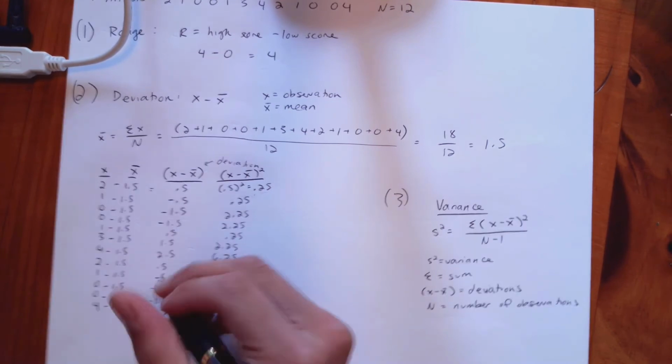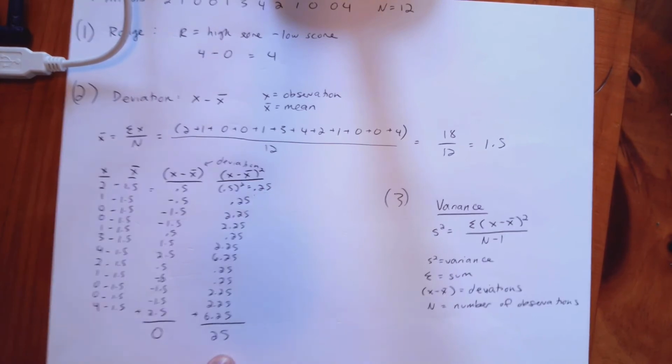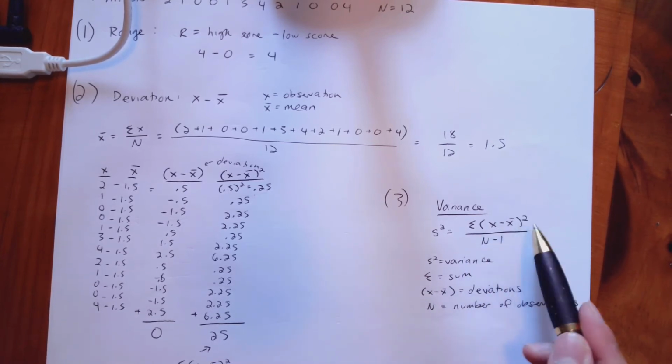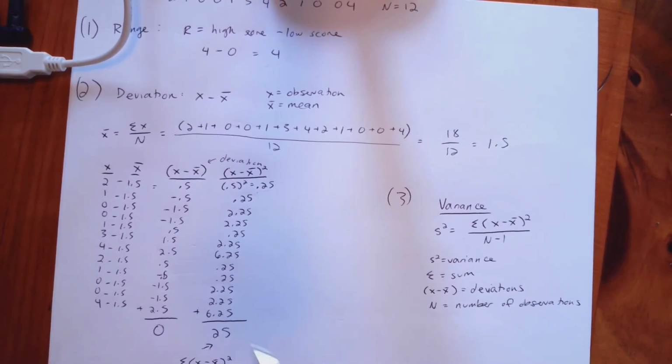When we add all of this up, we get 25. So this 25 here is going to be equal to the sum of x minus x bar squared. And as you can see, with each of these steps, we are building our way towards this total formula here. So now we have the whole top of our equation, the whole numerator. In order to find the variance, we're now going to take this value that we have, 25, and divide by n minus 1.